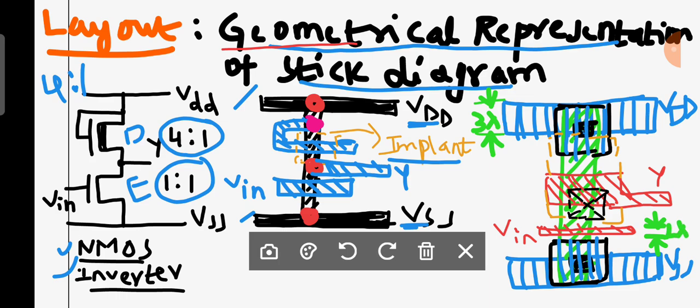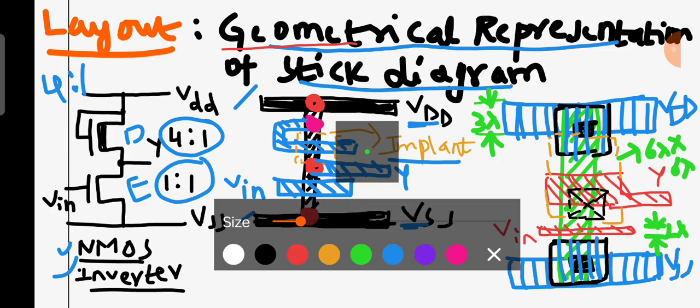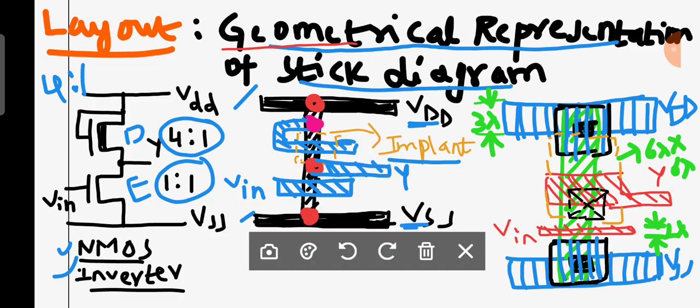2 lambda. Now since it is an implant, what is the minimum size of implant? 6 lambda by 6 lambda. Next, if you observe that contact area, you are having a contact area. You can write what is the size of contact area? Absolutely, 4 lambda by 4 lambda.